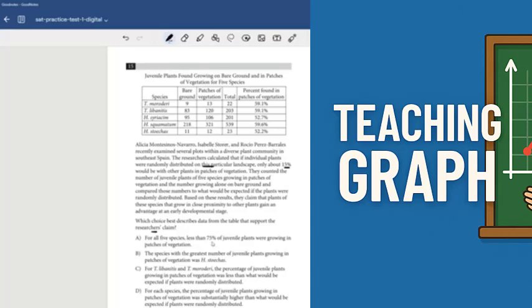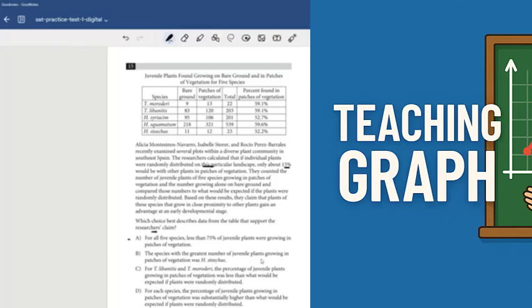A, for all 5 species, less than 75% of juvenile plants were growing in patches of vegetation. So this is a good trick answer, right? That is correct according to the chart, right? But I'm not sure that really supports their claim about these particular plants that they're mentioning here, right? So we'll leave that one, but I don't think that's correct.